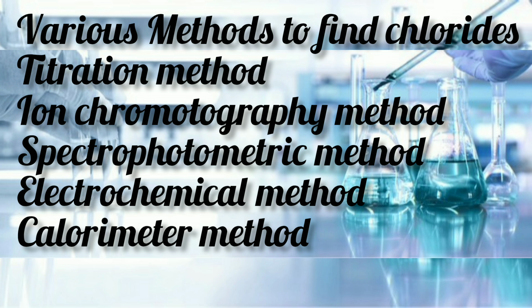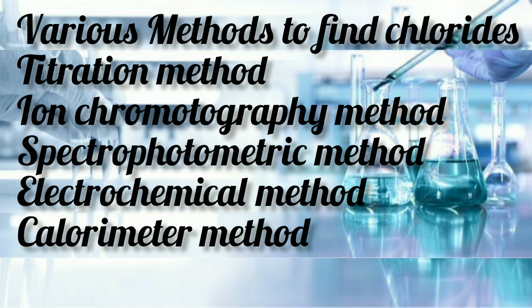The ion chromatography method is based on the charges and sizes of the chloride ions, to find how many ions are present. Next, spectrophotometry measures the absorbance of light by chloride ions at a specific wavelength. It is based on the color: the chloride reacts with some other chemicals, and we take the absorbance with the spectrophotometer to get the chloride ions.